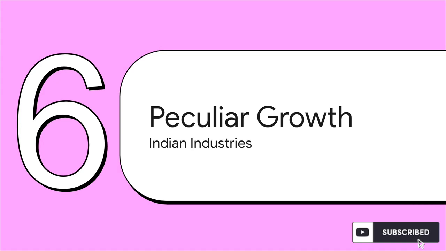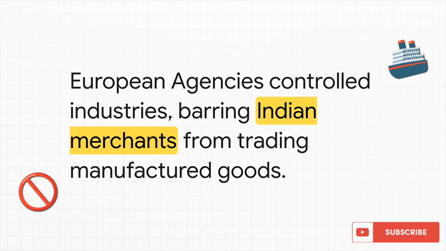Section 6. Peculiarities of Indian Growth. Indian Industries. Industrialization in India didn't look exactly like it did in Britain. For a long, long time, Indian entrepreneurs were really boxed in. As colonial control tightened, Indian merchants were barred from trading manufactured goods with Europe. They were only allowed to export raw materials like cotton, opium, and wheat.